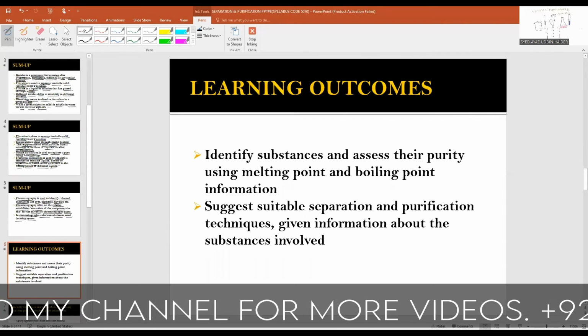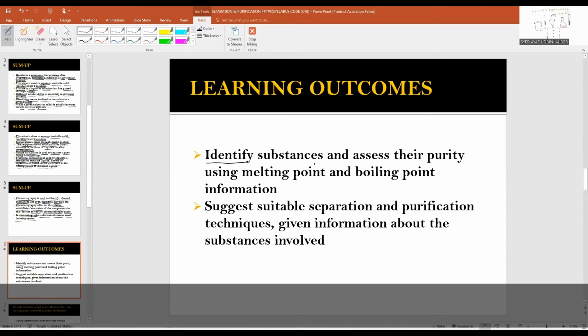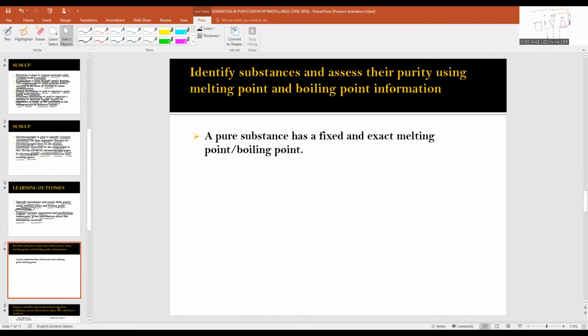Here are the learning outcomes of this lesson. Identify substances and assess their purity using melting point and boiling point information. Suggest suitable separation and purification techniques given information about the substances involved.